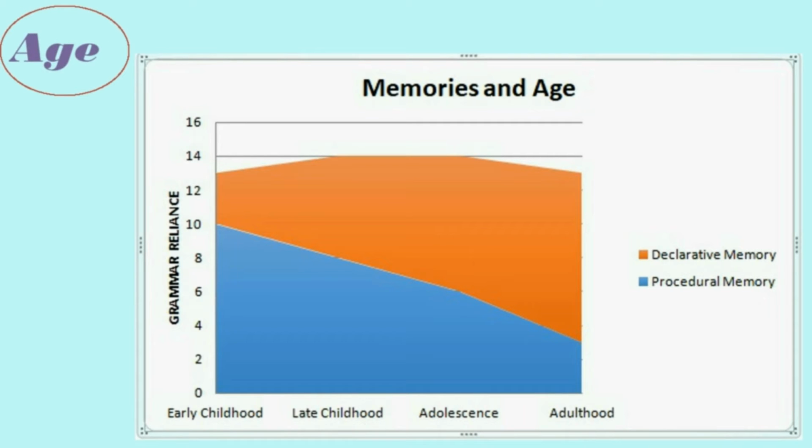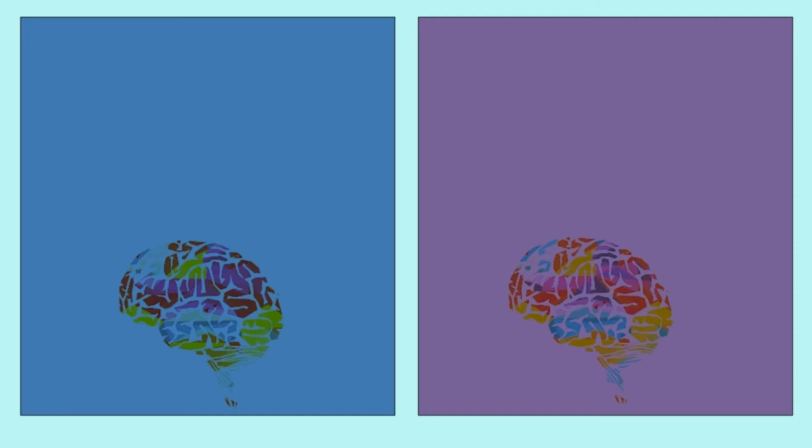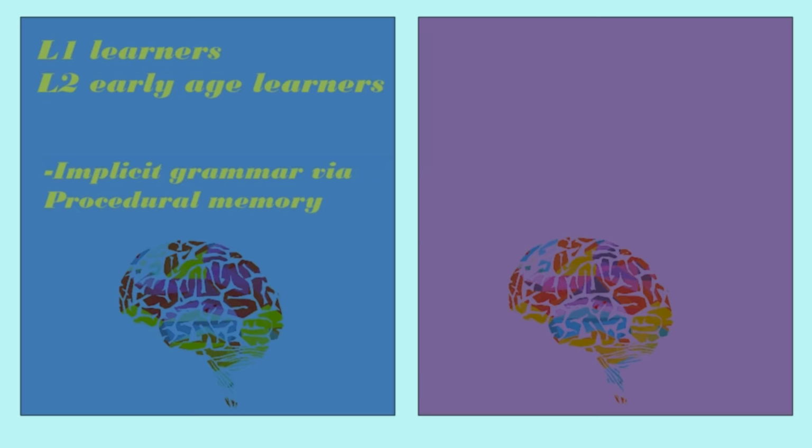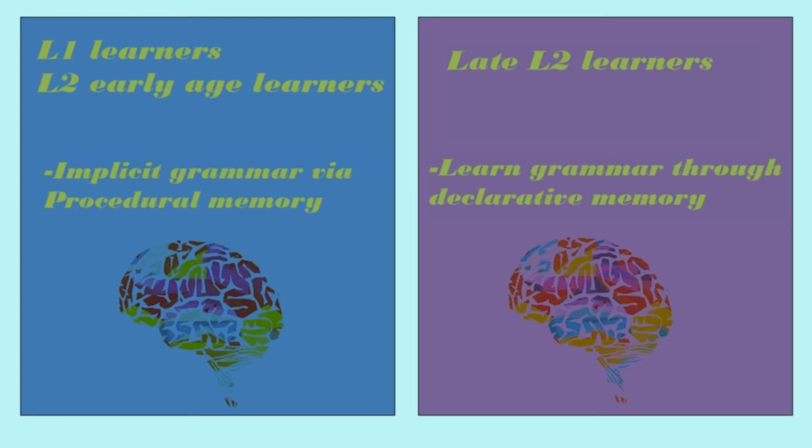Regarding age, learning in procedural memory is robust in early childhood and starts declining in late childhood and early adolescence, whereas the opposite trend can be observed in declarative memory. For this reason, when we learn our first language and learn a foreign language at an early age, we will acquire grammar aspects implicitly via procedural memory, while later Language 2 learners should rely more on declarative memory and indeed may never proceduralize their grammar to the same extent as Language 1 learners.